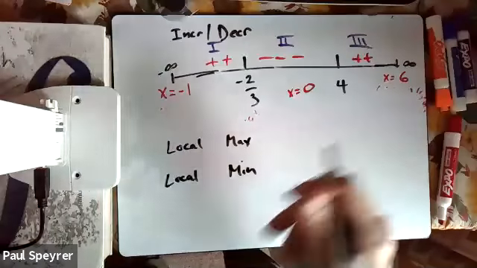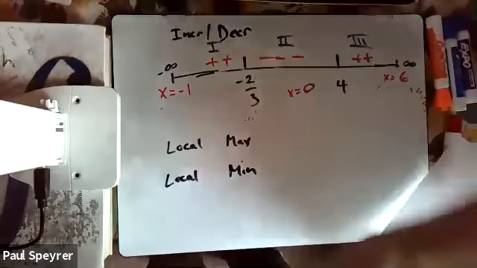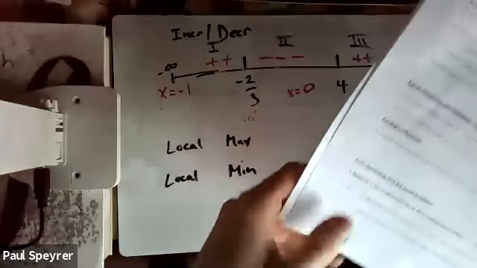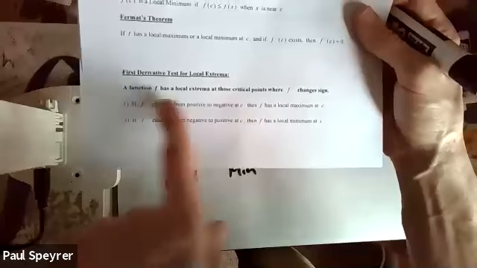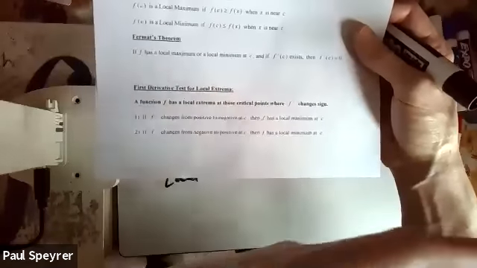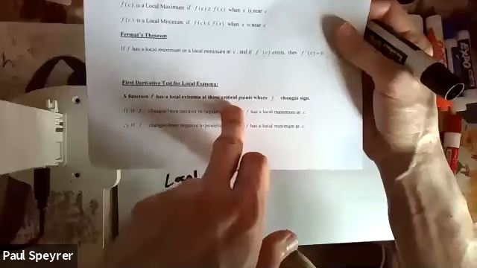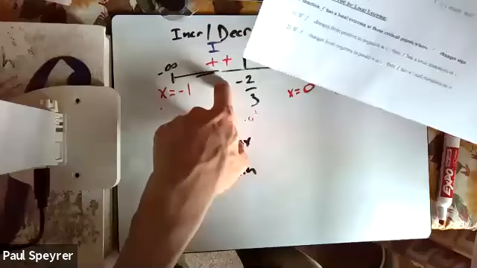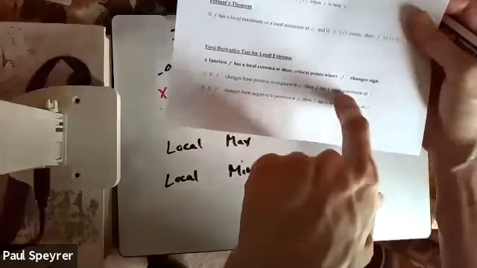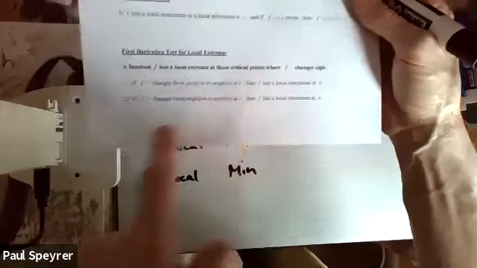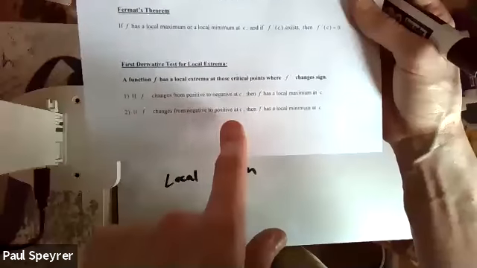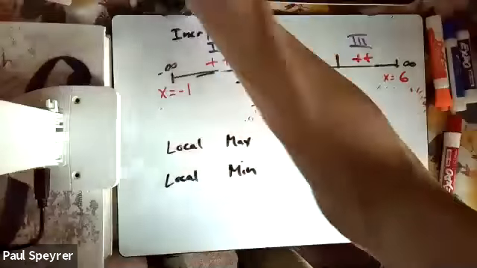So if we come back to the notes, if we look right here at the bottom, it says first derivative test for local extrema. Remember, extrema just means maximum or minimum. A function f has a local extrema at those critical points where the derivative sign changes. So basically, if the derivative changes from positive to negative, then you have a local max. If the derivative changes from negative to positive, then you have a local minimum.